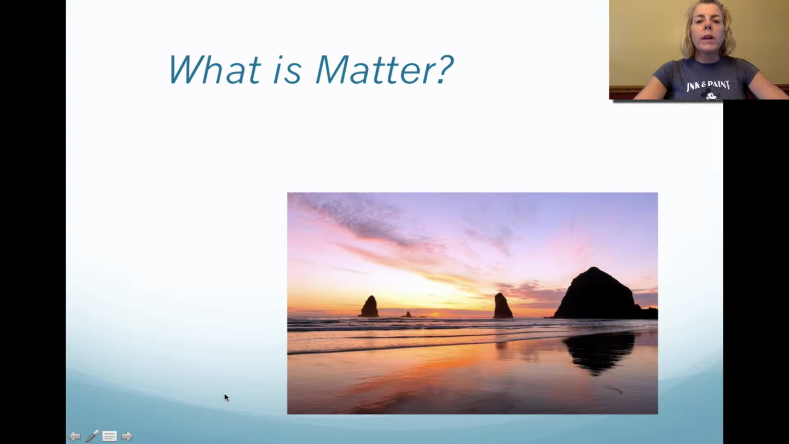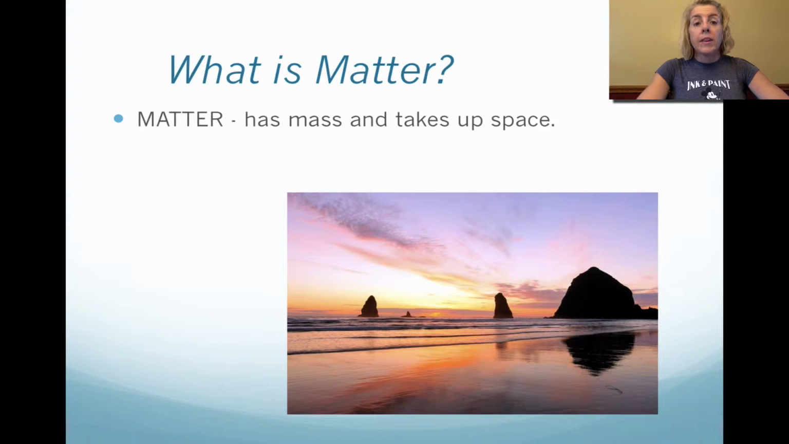Okay, the question is, what is matter? Now there's a beautiful picture here, and notice it's a seaside picture. Now, you probably remember from your earlier experiences in science that matter has to have certain qualities to it in order to be considered matter. It has to take up mass and space. If it has neither, like light, it's not matter. So please remember, light is not matter. That's really important.